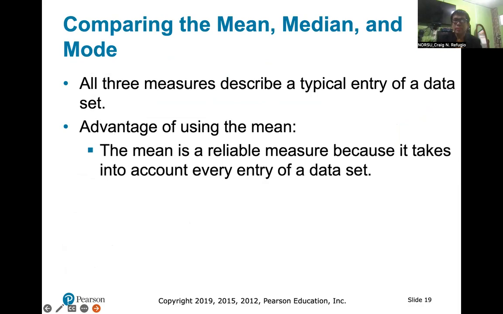Comparing the mean, median, and then mode. So how do we compare the mean, median, and mode? All three measures describe a typical entry of a data set. Advantage of using the mean: the mean is a reliable measure because it takes into account every entry of a data set. So if you notice, all the data are being added, then divided by the number of data. So each datum in there is accounted for in calculating the mean. So that's why we say it's a reliable measure.